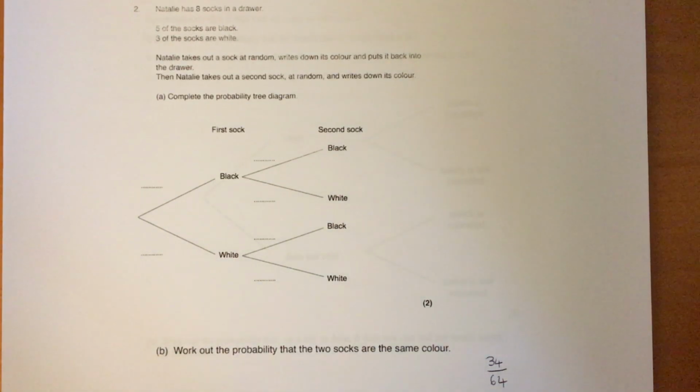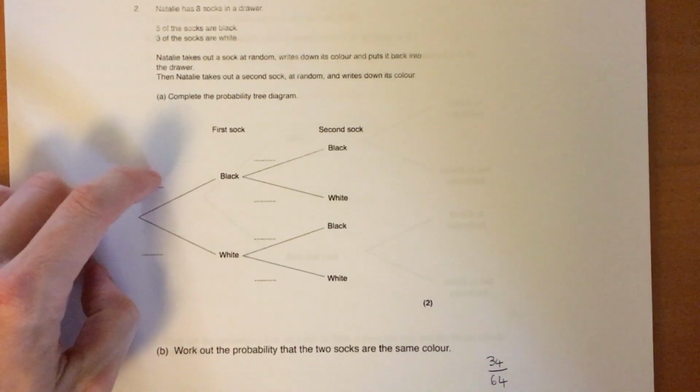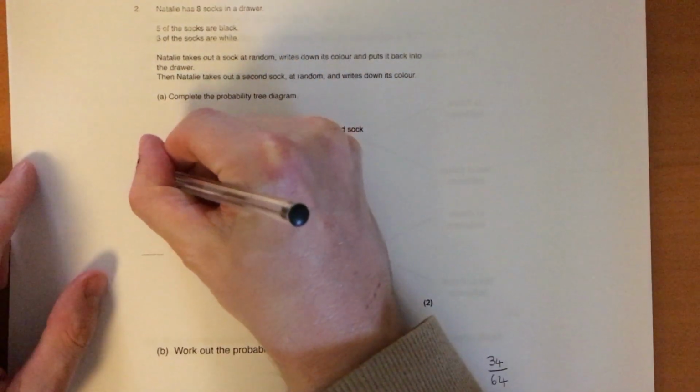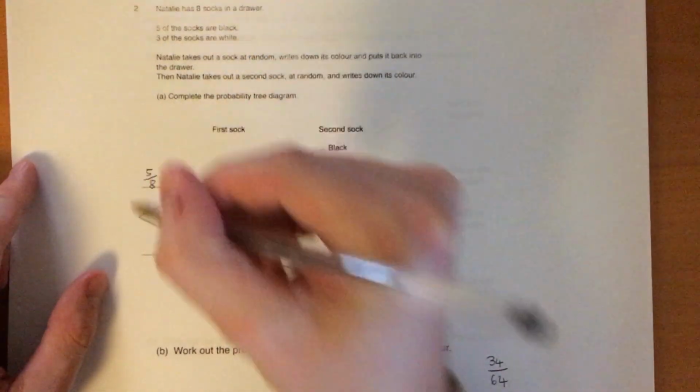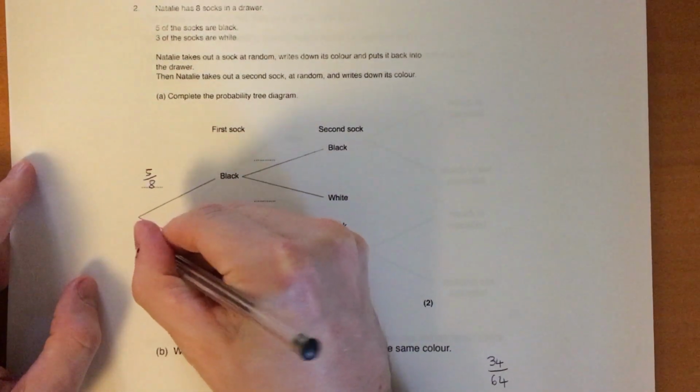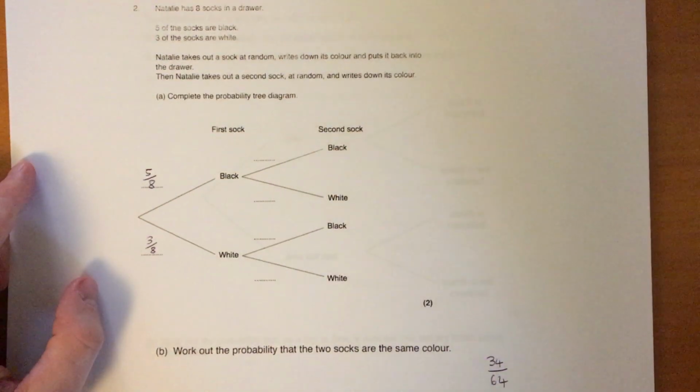Okay, so Natalie has 8 socks in a drawer. 5 of the socks are black, 3 of the socks are white. Okay, so we have to write this one as a fraction. All right, 5 of the socks are black. We cannot just write 5 there because as a probability that means nothing. So therefore we make it 5 out of the 8 socks that she had. Okay, the white socks are 3 out of the 8.